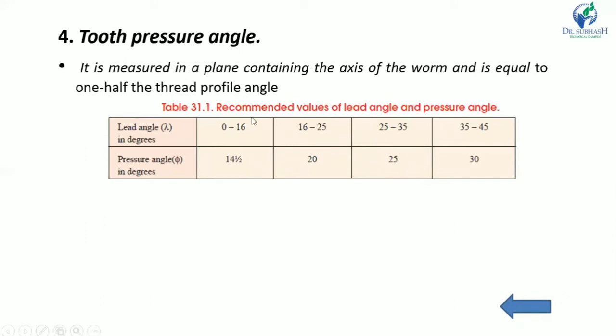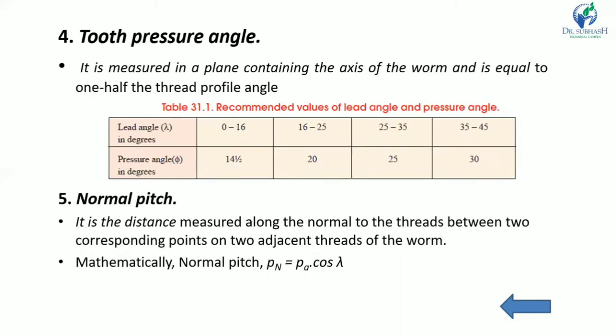So the recommended values for the lead angle and pressure angle. Lead angle lambda in degrees and pressure angle phi in degrees here. If the value of the lead angle is from 0 to 16, then the value of pressure angle is 14.5 degree. And if the lead angle is 16 to 25 degree, then pressure angle is 20 degree. If the value is 25 to 35, then it is 25 degree, and lead angle is 35 to 45 degree, then pressure angle is 30 degree.